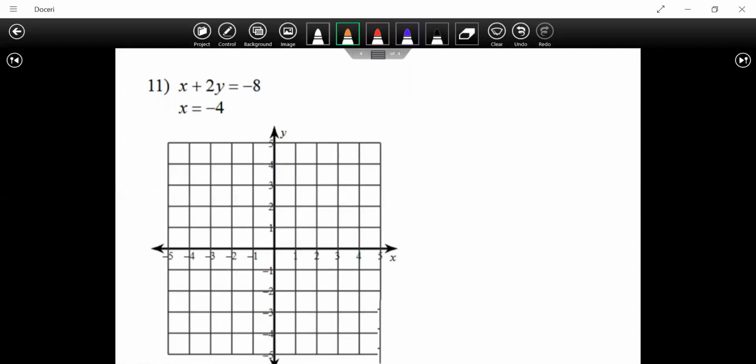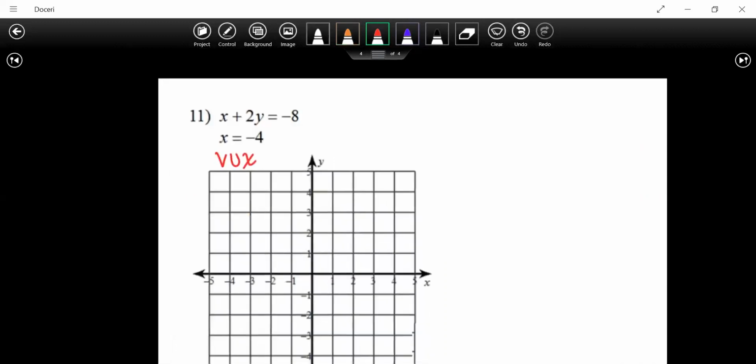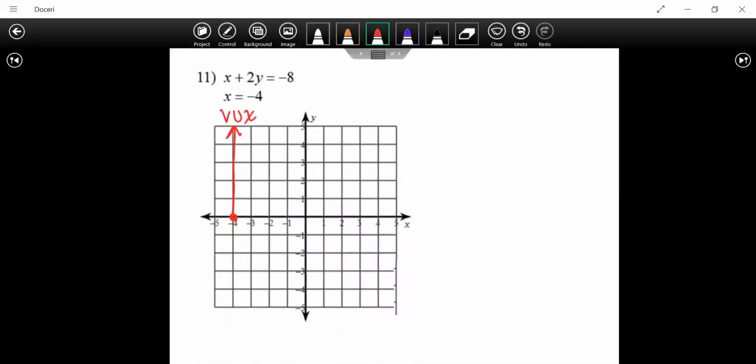It's a combination of a standard form and a horizontal-vertical line. So you definitely got to be able to separate the two and know what the difference is. I think the easiest one is the vertical line. It's an x value by itself, so I'm going to go back to negative 4 on my x value, and it's going to be a vertical line going up and down. There you go. That's our first line. Easiest one to do.